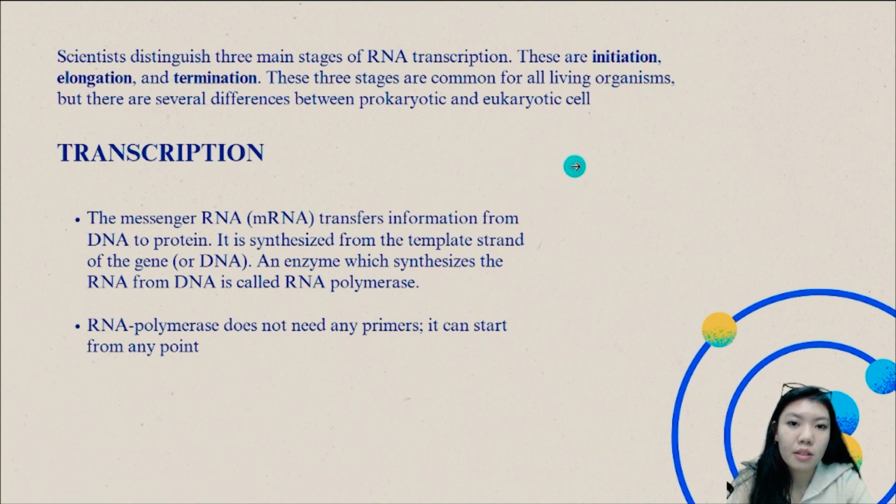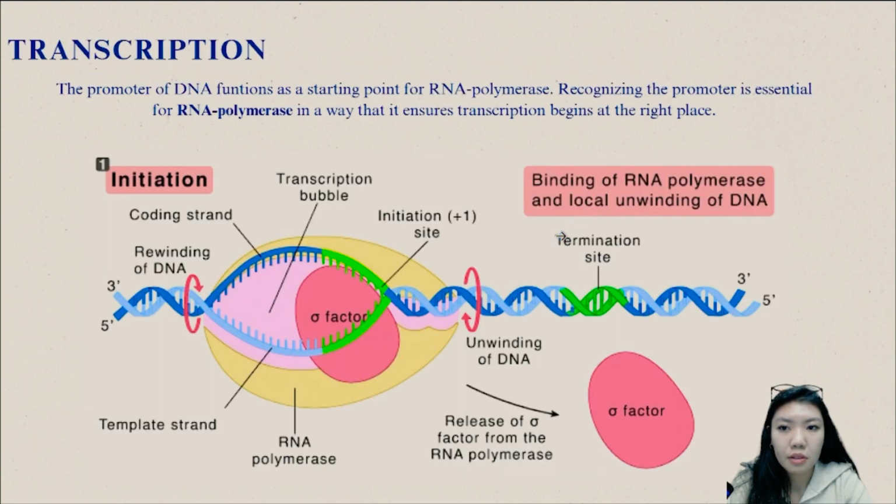The 3 stages are common to all living organisms, but there are several differences between prokaryotic cells and eukaryotic cells. If you don't know about them, please read about them: prokaryotic cells don't have a nucleus, and eukaryotic cells have a nucleus. That's why there is a difference in the processes. So first, transcription begins with the process of initiation.